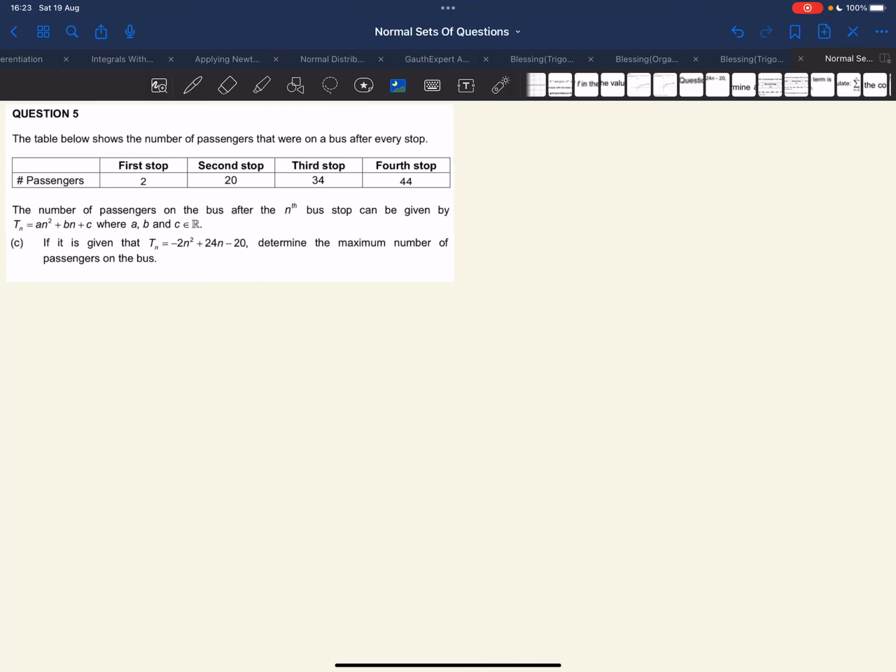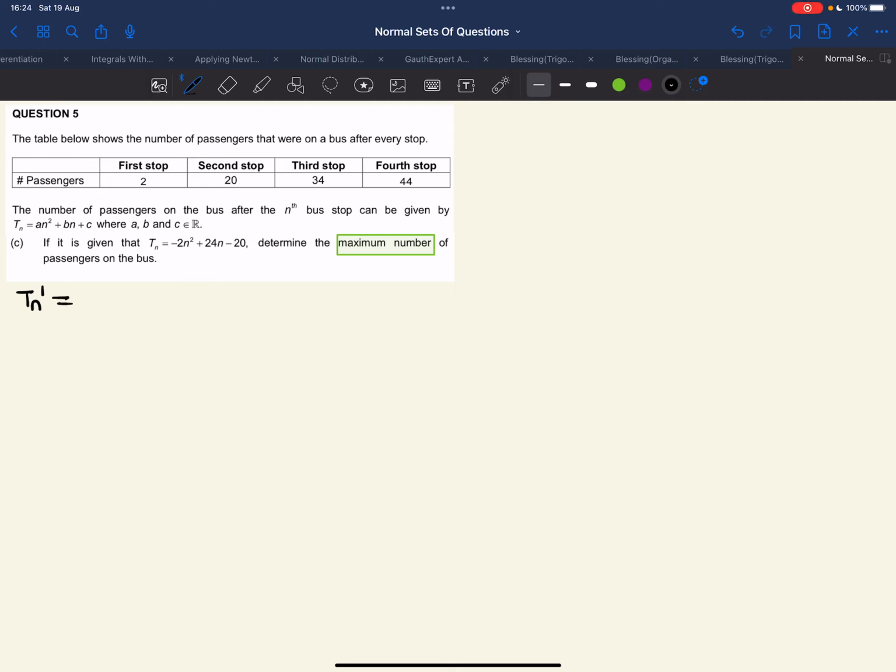Okay, right. In question C, they say that if it is given that Tn equals negative 2n squared plus 24n minus 20, determine the maximum number of passengers on the bus. Now, the term that we should look out for is maximum number, right? Remember, in calculus, whenever we are trying to find the maximum or the minimum number of any variable that we're dealing with, we always have to do the first derivative of the function.